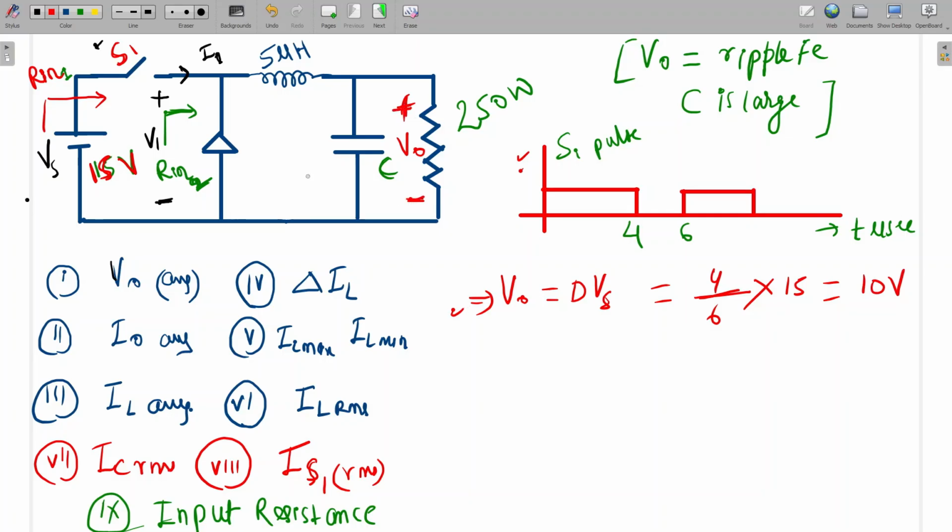And one thing is written in the question, that the C is very large. So the output voltage will not have any ripple. So what will be the average output current, I naught? Power we have already, so we can apply the power equation. PO is equal to V naught I naught. So from here we can calculate I naught. What will be the value of I naught? P naught divided by V naught. So it will be 25 ampere. Get clear?